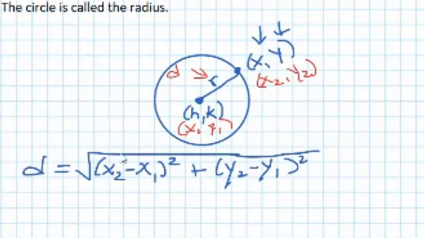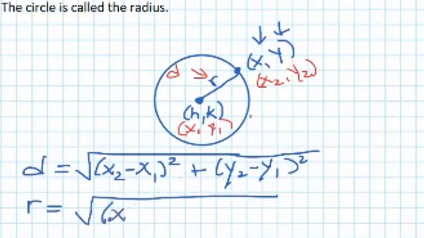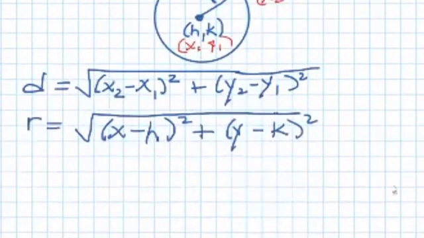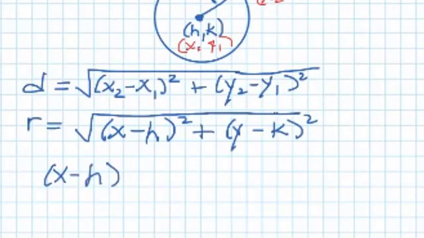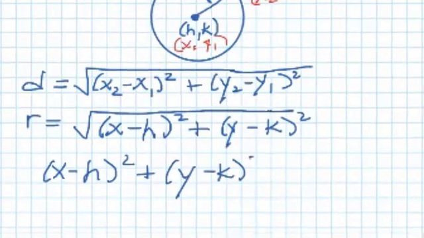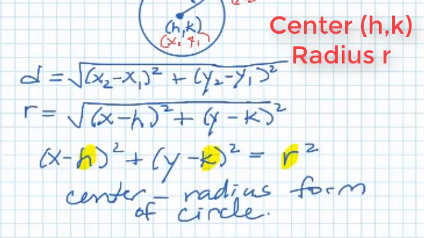So we can plug into this formula, and we're going to have r equals the square root of, and then instead of x2 we have just x, minus x1 which is h, squared, plus y2 minus y1, which is y minus k, squared. And we don't like leaving the square root, so we're going to square both sides, and we get (x minus h) squared plus (y minus k) squared equals r squared. And this we call the center radius form of the circle. Just like with the distance formula, I need you to memorize the center radius form of a circle.